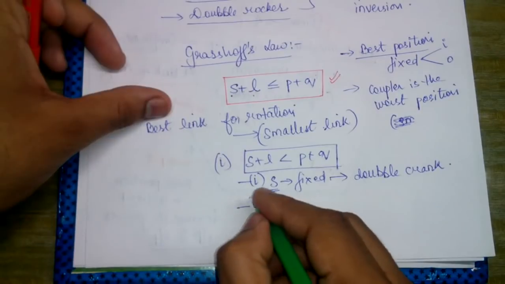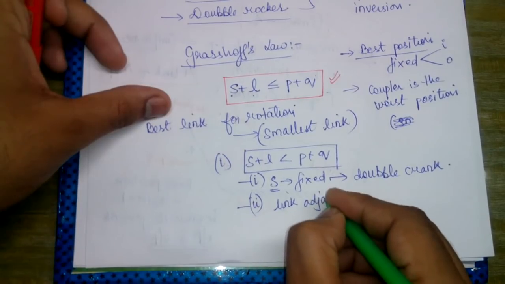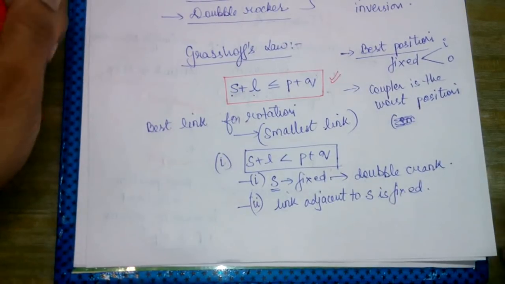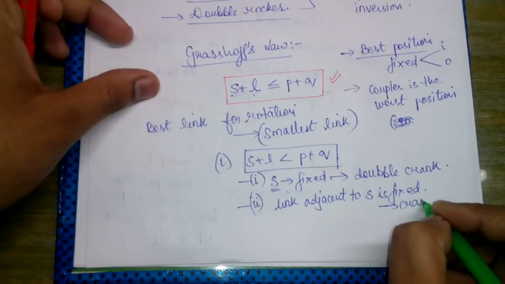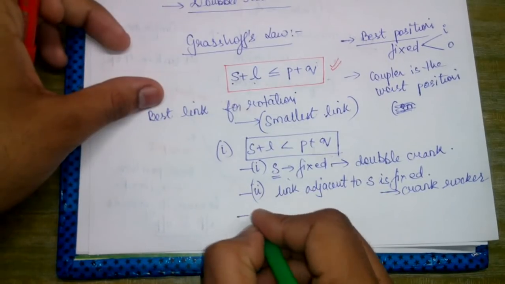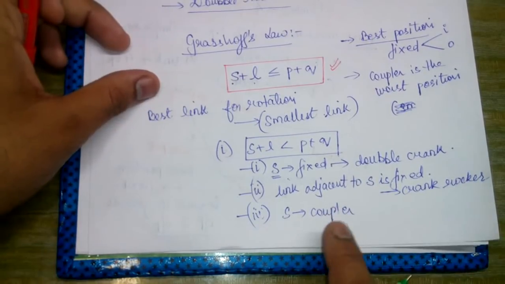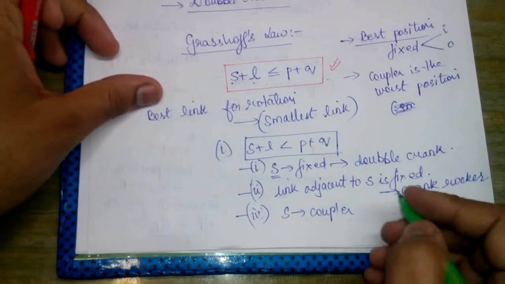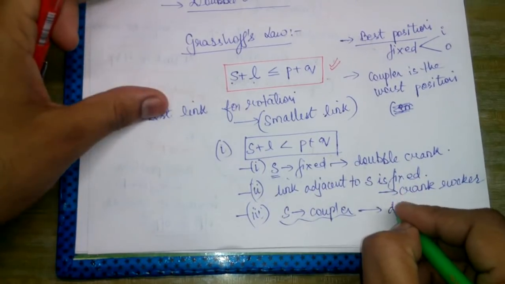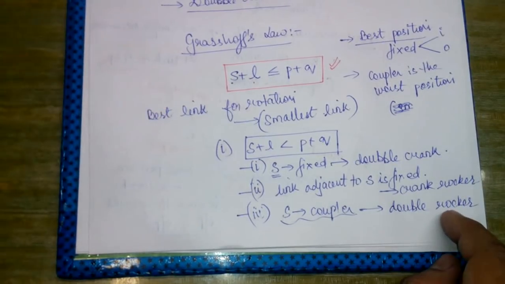The second condition is when the link adjacent to S is fixed. If the link adjacent to S is fixed, then it becomes a crank rocker mechanism. And the third is when S becomes the coupler. That means if the link opposite to the shortest link is fixed, then S becomes the coupler, and we know that the coupler is the worst position. So it becomes a double rocker, sometimes called a rocker-rocker mechanism.